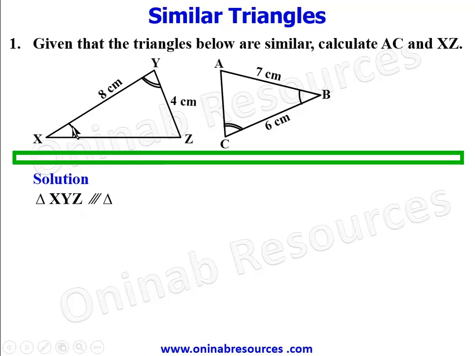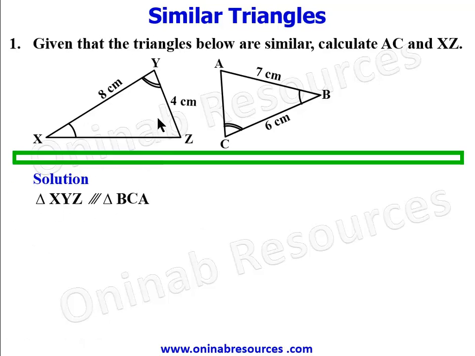So this X has a single arc and B has a single arc, which means X is equal to B. So we put down B. And the next letter here is Y. Y is equal to C here. So we put down C, and invariably Z is equal to A. So we have it as A. Therefore, the triangles have been stated in the correct order of their similarities. So we go ahead to form the ratios of their corresponding sides.